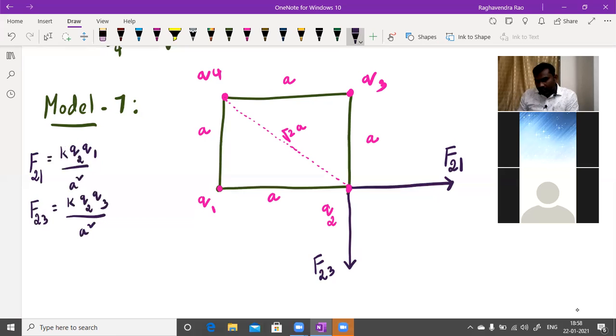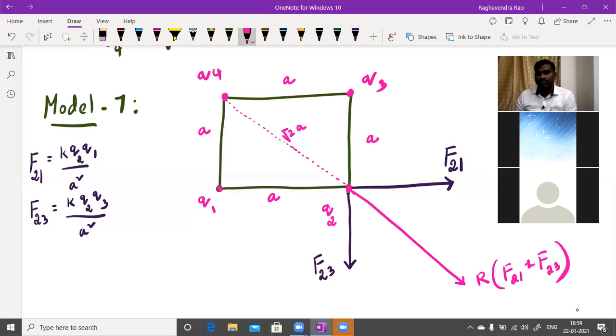Now, these two are at 90 degrees. The resultant of these two will act in this direction. This is the resultant of F21 and F23. So we can cancel these two and take only this direction, because the effective force of these two will be along this direction.